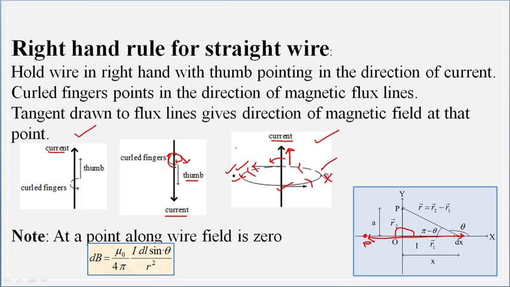If you use the Biot-Savart law, sine of 180 degrees is 0. So the magnetic field due to each element is 0, so the magnetic field due to the full wire will be 0. Suppose you take a finite length of the wire. At any point along the wire, in line with the wire, the magnetic field is 0.